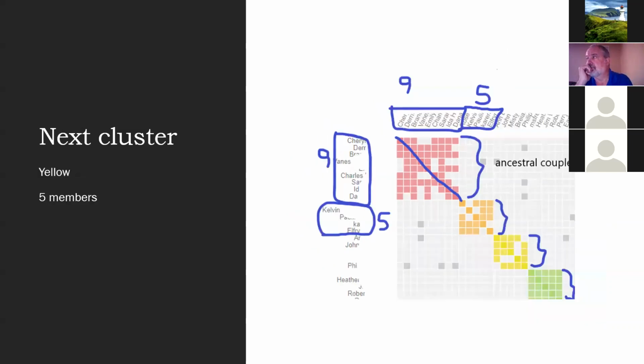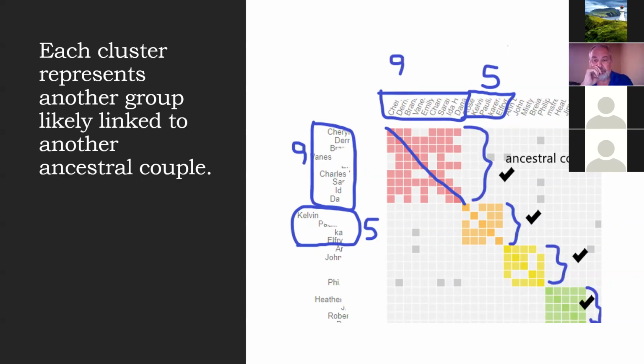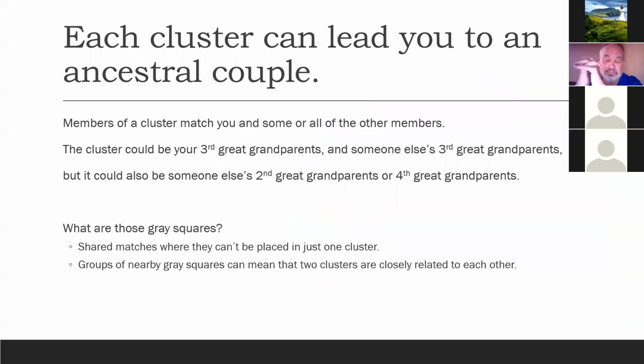The next cluster is yellow, and there are 5 members in that cluster. And the last cluster is green. And each cluster represents a group of people likely linked to another ancestral couple. Now you might be saying, how do I know which ancestral couple? Well, that's where you have to do triangulation and look at trees. And so we'll talk a little bit about how to do that.